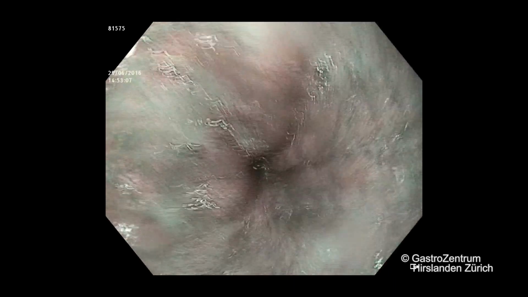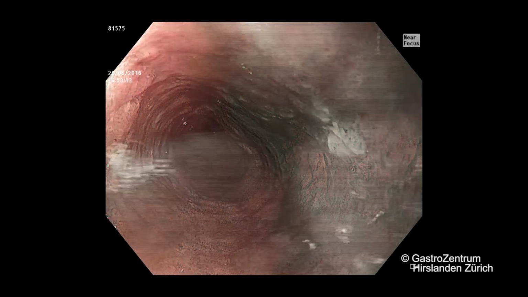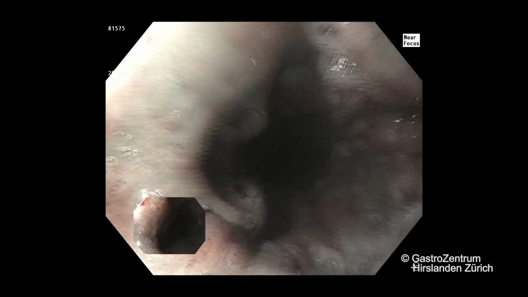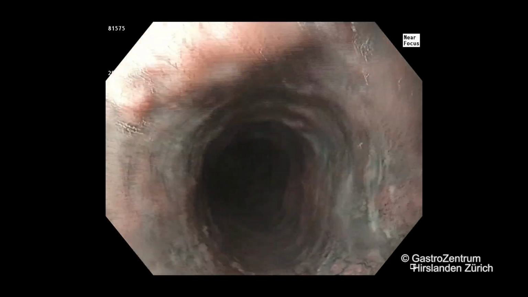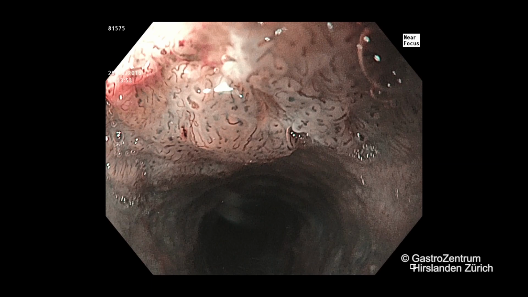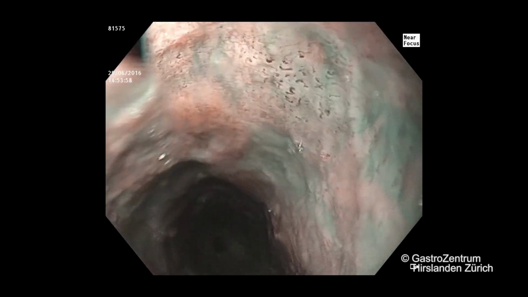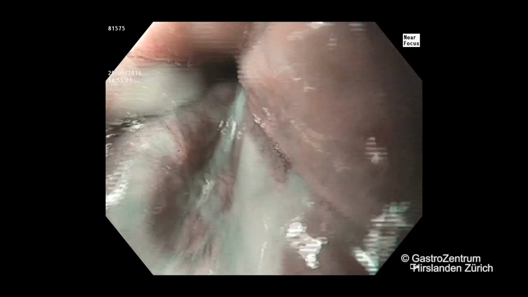Here we notice these changes of the IPCL, and we first notice that this patient has, in an area of 12 centimeters, no more regular squamous cell epithelium, and there are different kinds of lesions in his esophagus. On the one hand we have more polypoid lesions, and on the other hand we have lesions which seem to be more depressed.